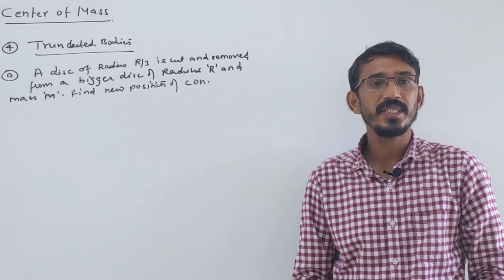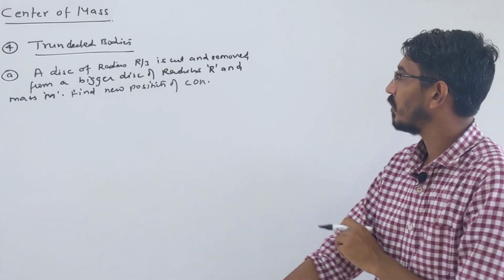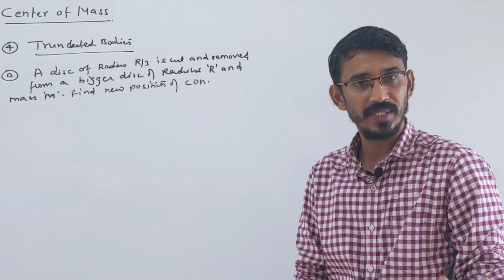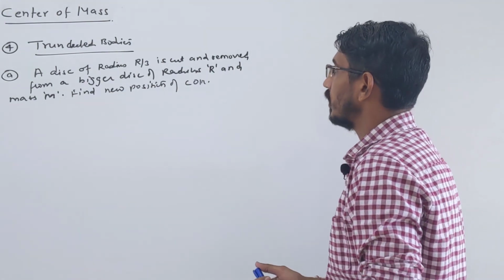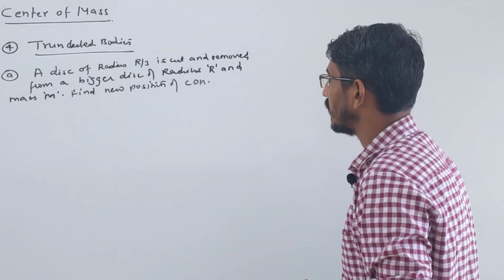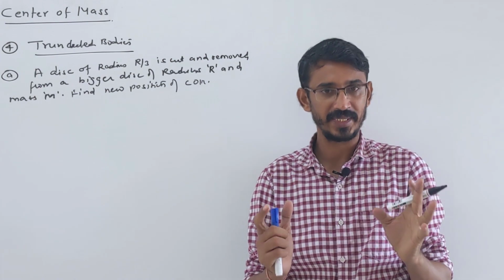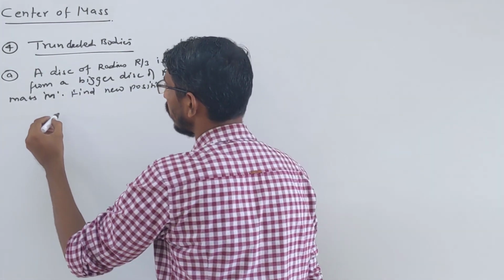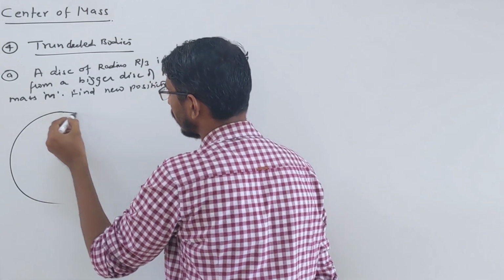A disk of radius r by 3 is cut and removed from a bigger disk of radius r, of uniform thickness and uniform density. This is the wording they will always say. So find the new position of the center of mass, and how we cut that disk will also be given. Suppose this is your bigger disk.